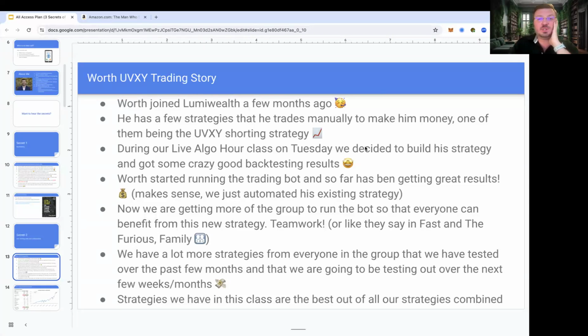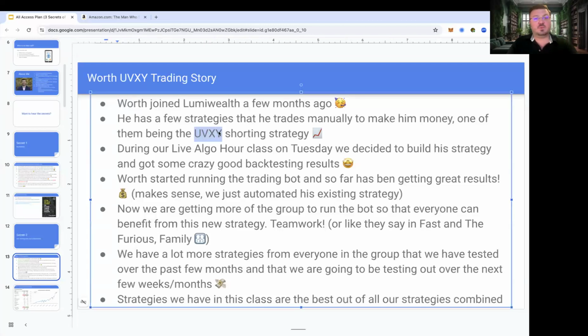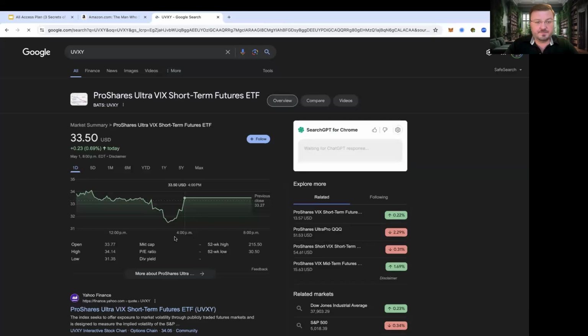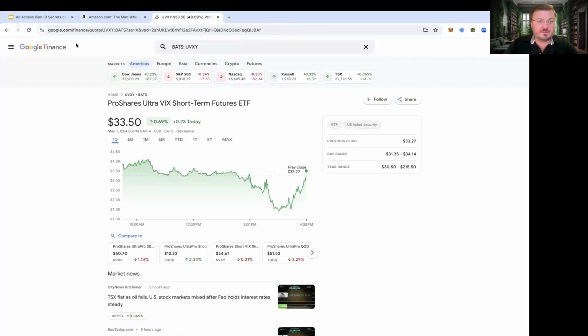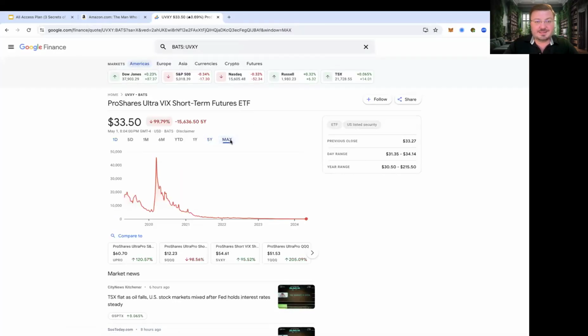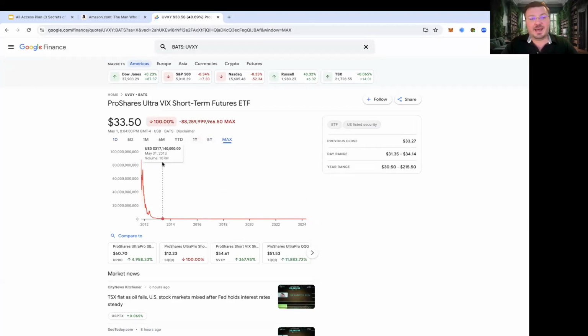So he brought this one strategy that basically trades the UVXY. If you don't know what that is, it's this ticker symbol right here. When you look at it, it basically goes straight down, right? It's down $88 billion in the past 10 years or so. So you might wonder, why the heck do you want to trade this thing?